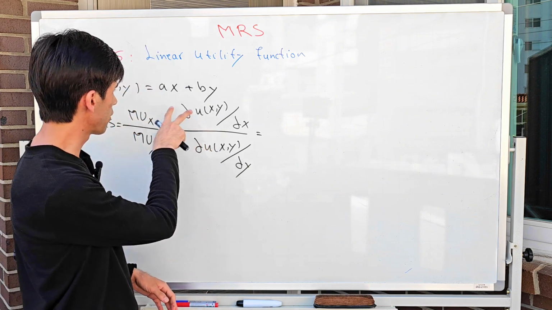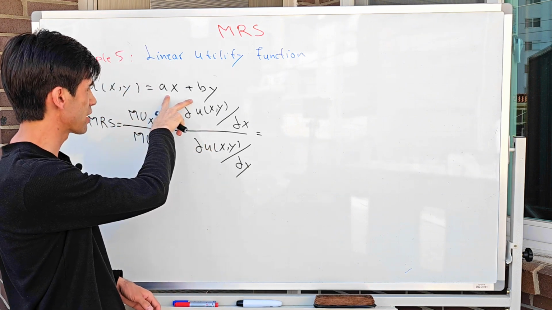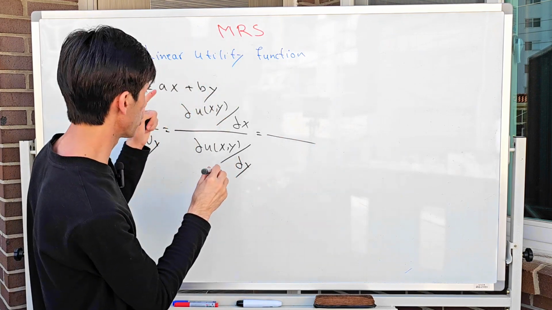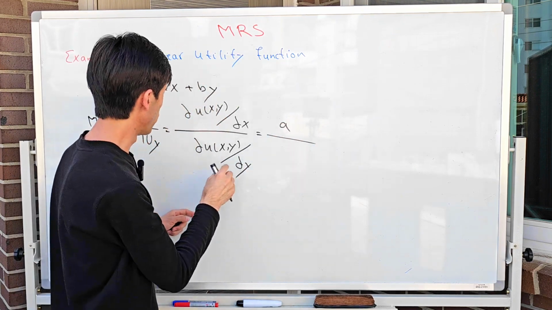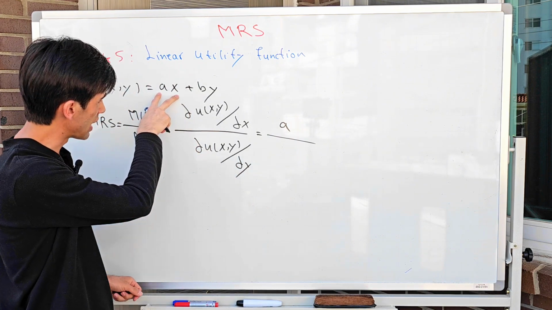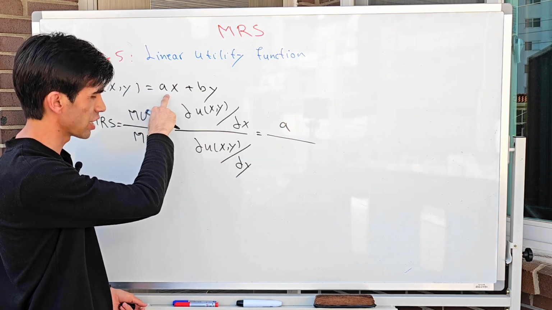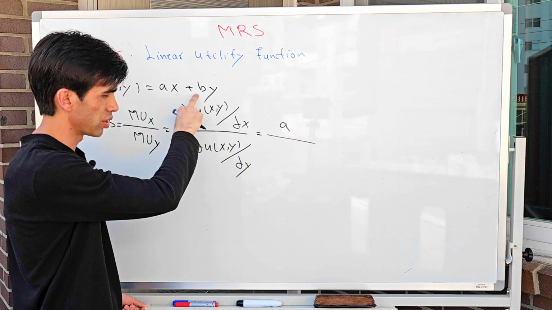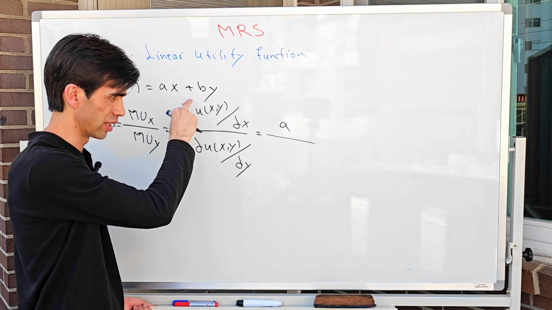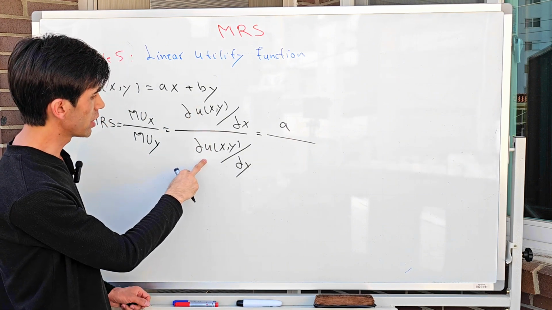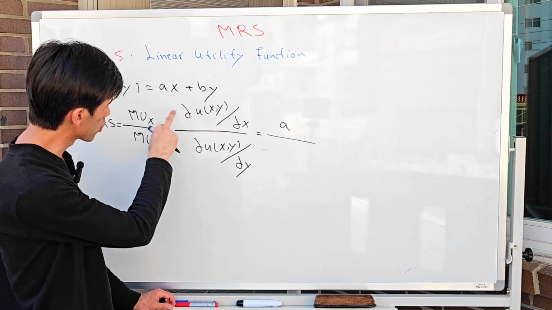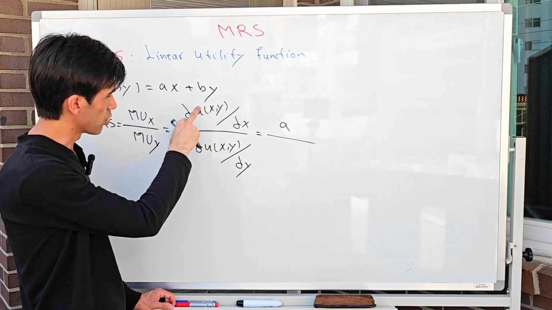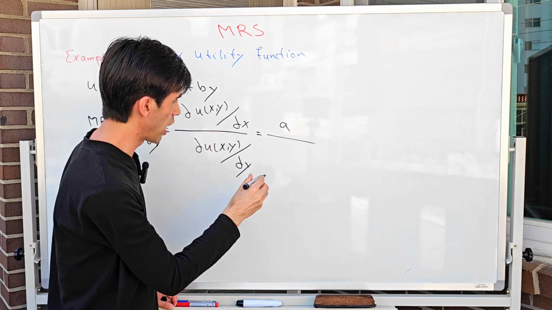So now the partial derivative of this utility function ax plus by with respect to x is simply equal to a, because the partial derivative of this part with respect to x is just equal to a, and the partial derivative of this part with respect to x is equal to just 0, because we don't have an x value here. So now the partial derivative of utility function with respect to y: the derivative of this part with respect to y is equal to 0. Then the derivative of this part with respect to y is equal to b.